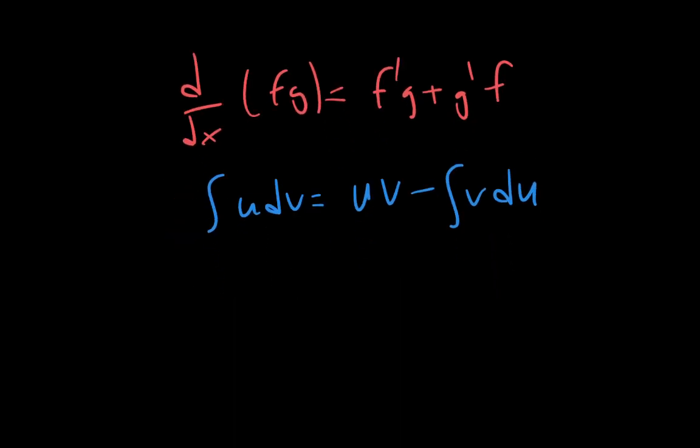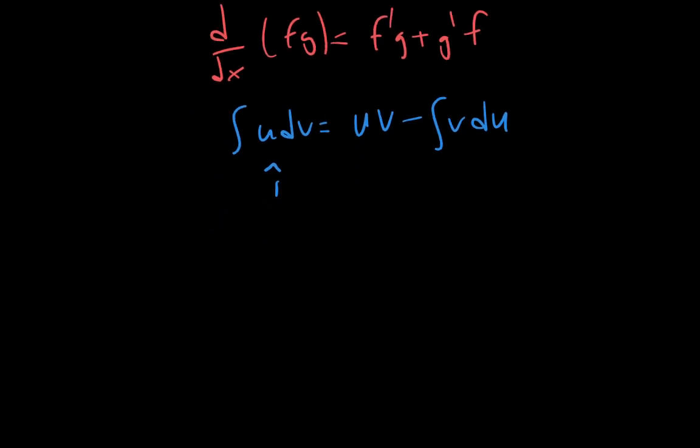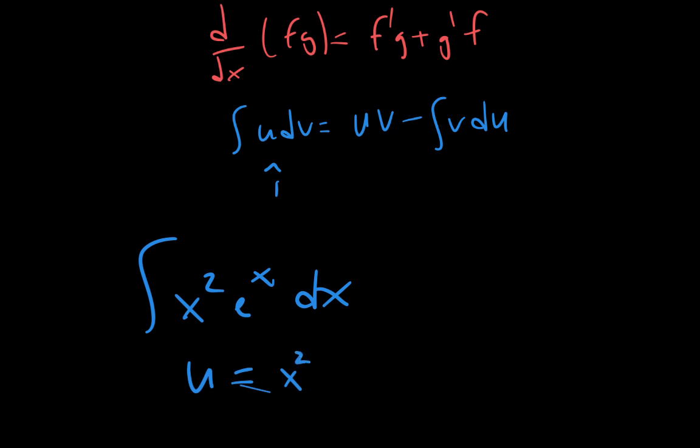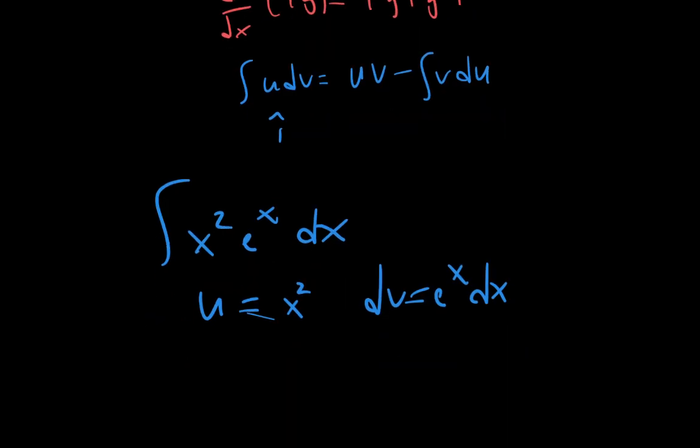What this means is u is a function and dv is a derivative of a function. So then we write that we have, and we integrate, we have a product of uv. So an example would be, let's say we have x squared e to the x dx. We can let u be equal to x squared and dv be equal to e to the x dx, or just e to the x.